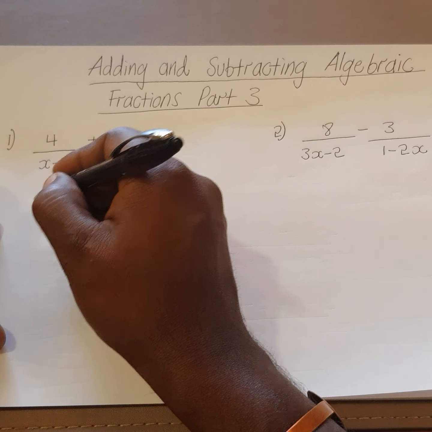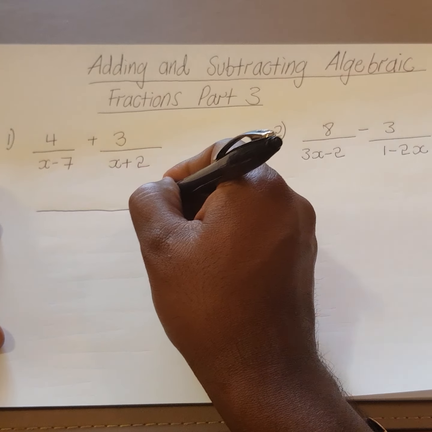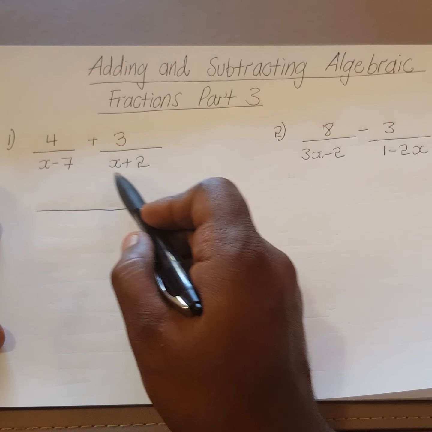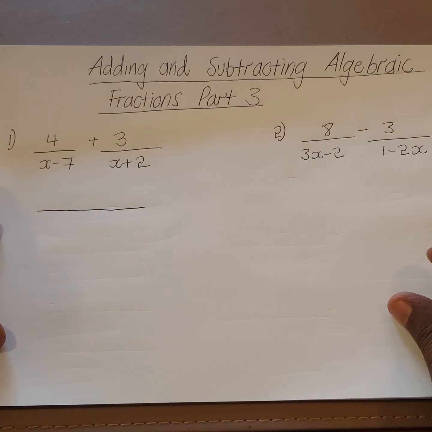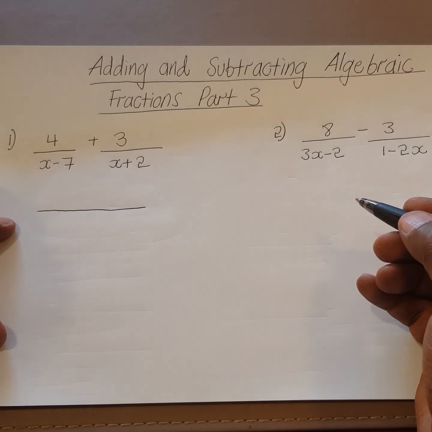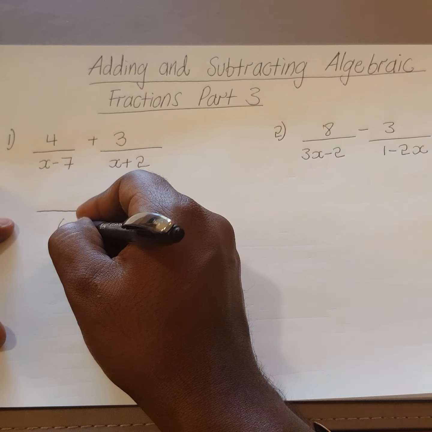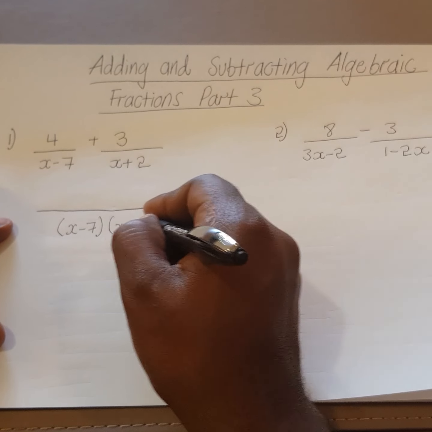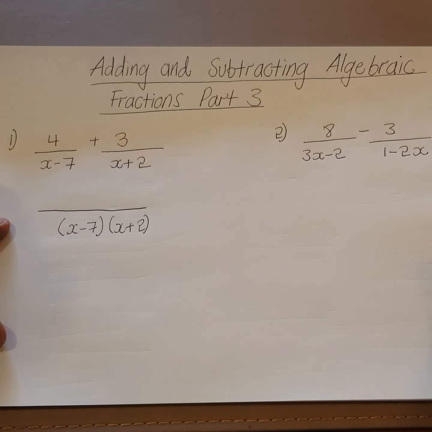So when you've got two expressions, x minus 7 and x plus 2, and you're finding the lowest common multiple, all you have to do is simply put those together as brackets. So I'll put x minus 7 and x plus 2. That's all you need to do. It's pretty straightforward. What do we do from there?